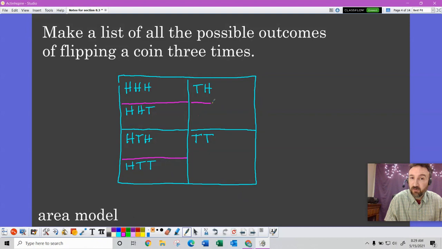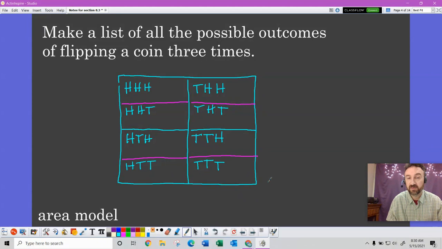So then I think you can see what we're going to do in the other 2 areas. Split both of those into 2 equal pieces, and then make a list of what could happen. So tails first, then heads second, and then maybe a heads third, or maybe a tails third. Tails first and tails second in both of the areas in the bottom right-hand space. And then possibly a heads on the third flip or a tails on the third flip.